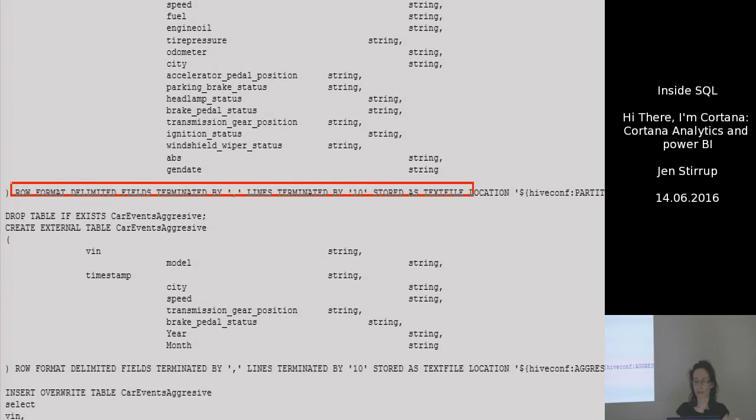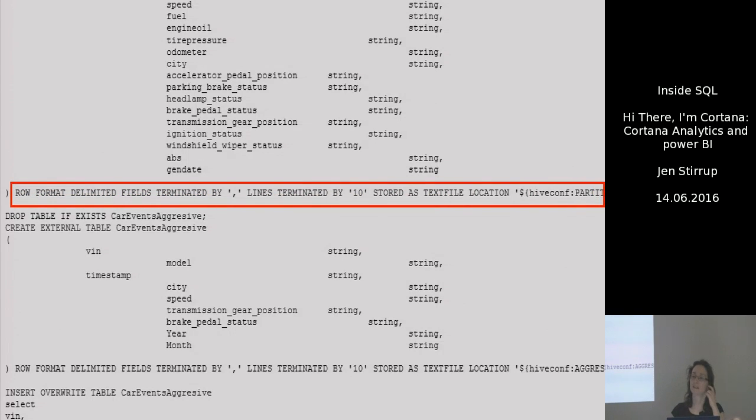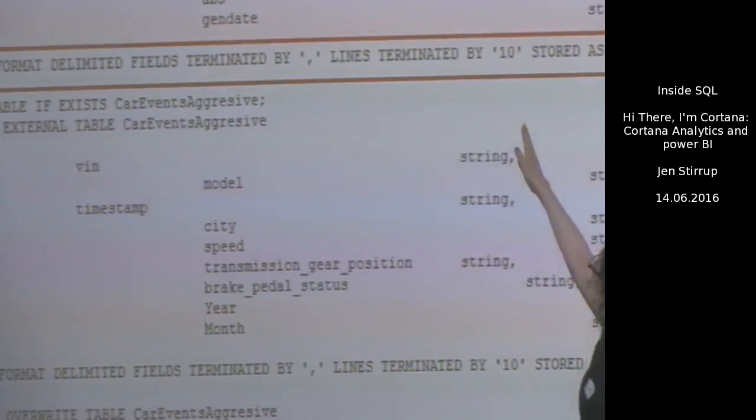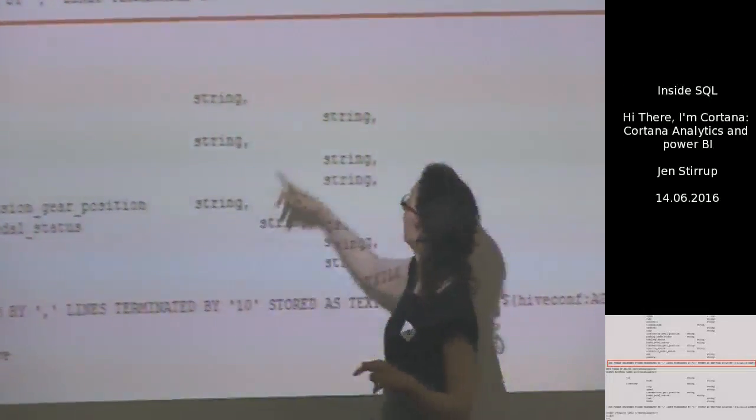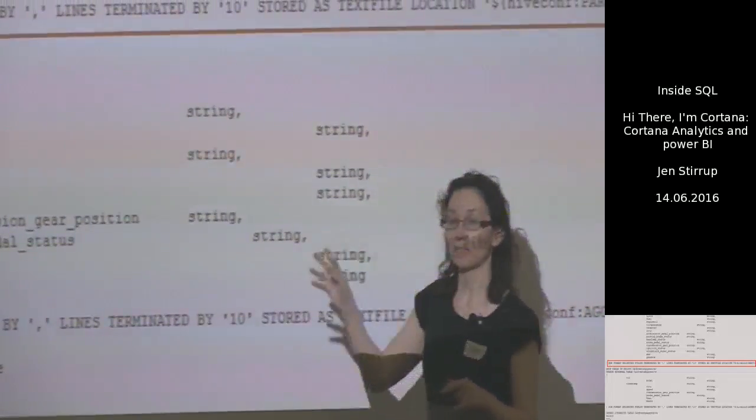You add in extra pieces to the table definition. Basically this is the bit that starts to distinguish it from straightforward SQL. Row format delimited fields terminated by a comma, and then lines terminated by 10, and stored as a text file, and where the location is.